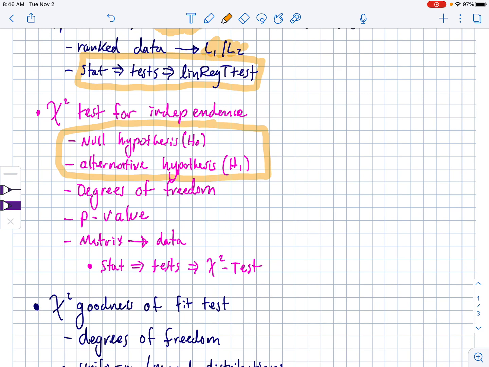But the null and alternative hypotheses are different depending on what type of test you're doing. So with a chi-squared, you're telling if the two parameters are independent of each other or not. The null would be that they are independent. The alternative would be that they are dependent.